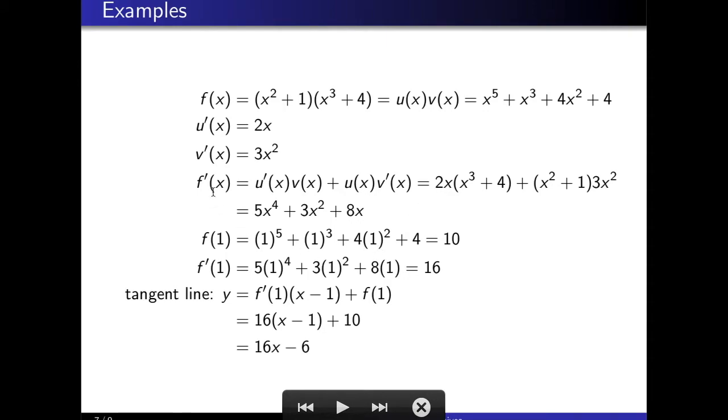Okay, so we want to evaluate our derivative at 1 and also our function at 1. So evaluating our function at 1, we get 1 plus 1 plus 4 plus 4, which is 10. Doing the same thing with our derivative, we get 16. So from our tangent line equation, we're going to get that the tangent line is going to be y equals 16x minus 6.